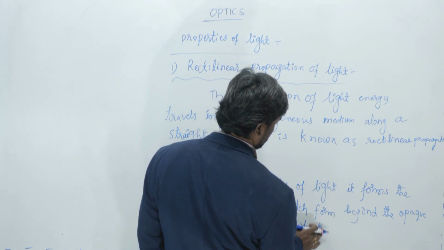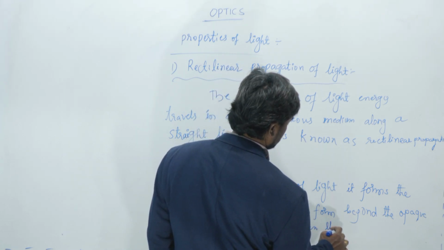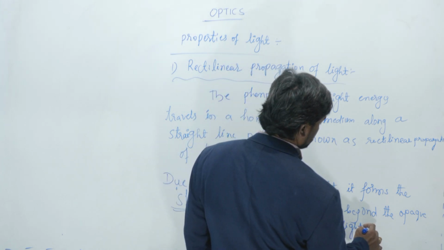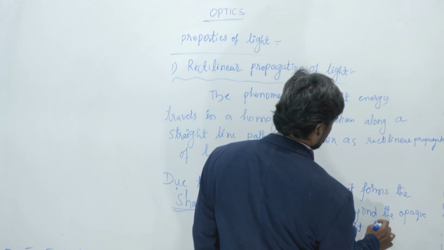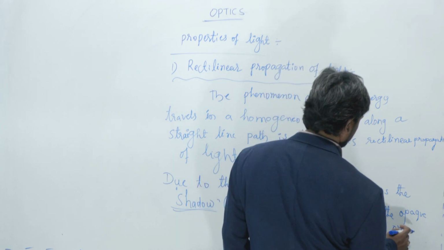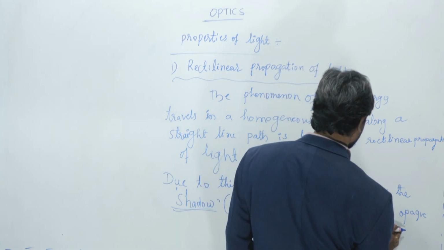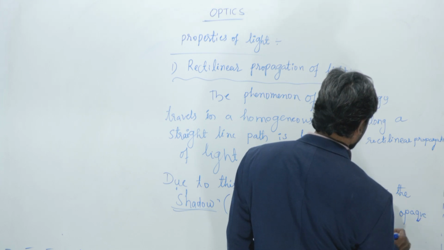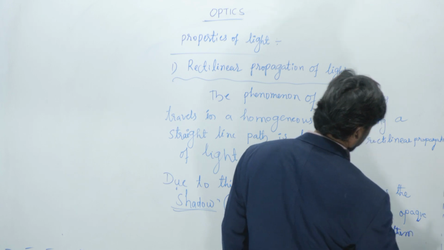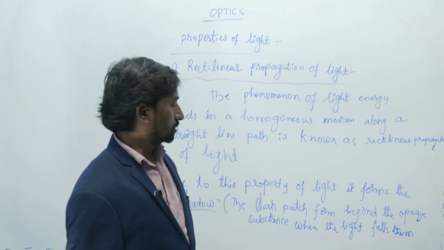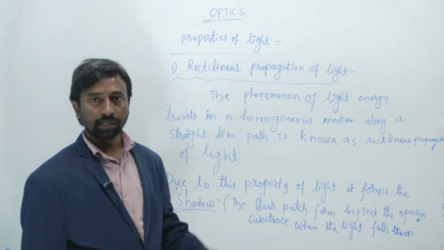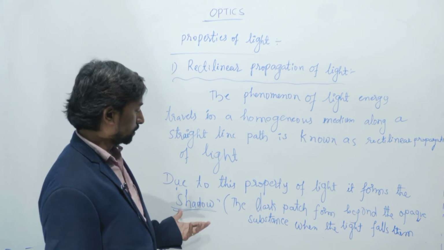When the light falls on the opaque substances, a dark patch is seen behind them, and that dark patch is said to be the shadow.